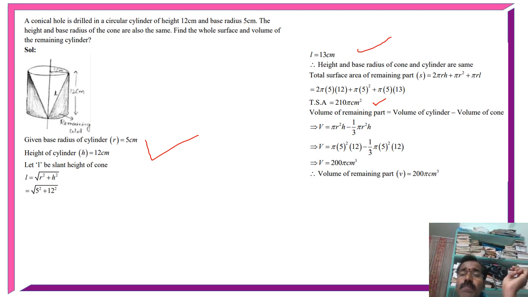So the volume of the remaining part equals volume of cylinder minus volume of cone, pi r square h minus 1/3 pi r square h, where r is 5 but the height is the same. So after simplification we have 200 pi centimeter cube. Let us go with the next problem.